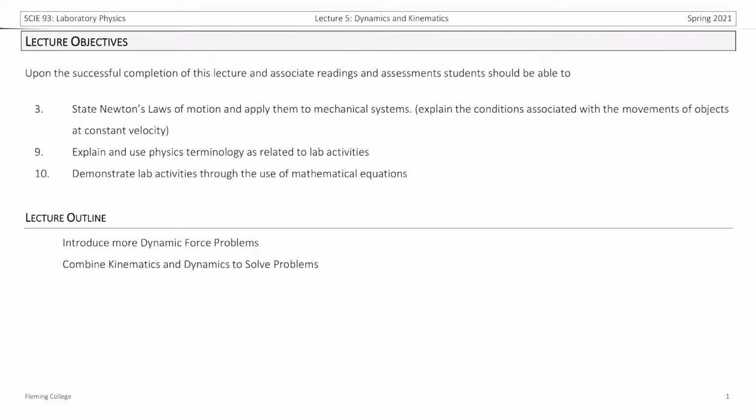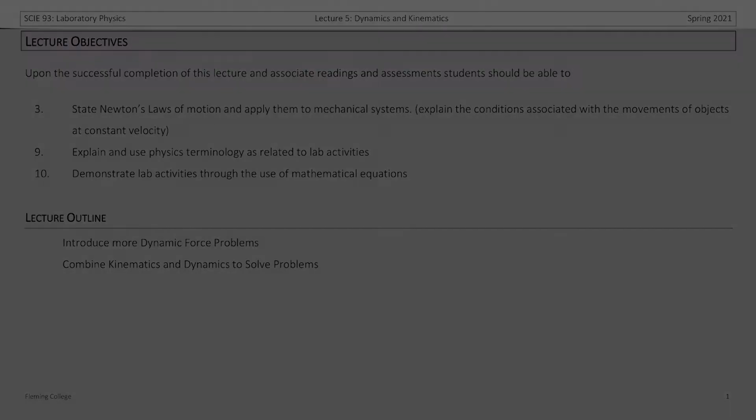Hello, welcome to Lecture 5, Application of Newton's Laws. This week we're going to look at introducing more dynamic force problems and combine our understanding of kinematics, which is the equations of motions type problems, and dynamics, which is our forces problems, to solve more interesting scenarios.